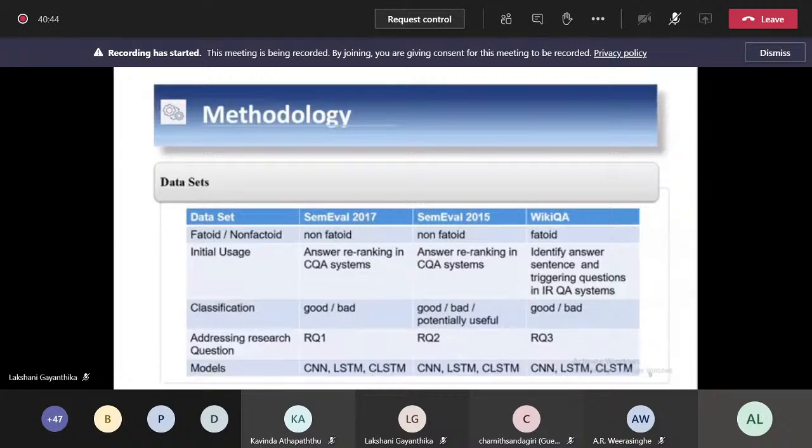As you can see, we have used SemEval 2017 to address research question 1, SemEval 2015 to address research question 2, and the WikiQA dataset to address research question 3.